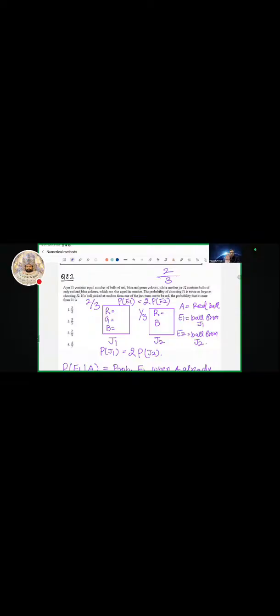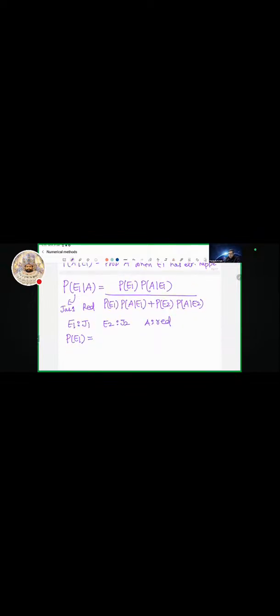Probability to pick jar 1 is 2/3. Probability to pick jar 2 is 1/3. It is given. If it is not given, then it is 50-50 chance, right? If this line was not given, that the probability of choosing jar J1 is twice as large as choosing J2, then I would have said 50-50. So the two parts of my formula are clear. This I have calculated as 2/3, and this I have calculated as 1/3.